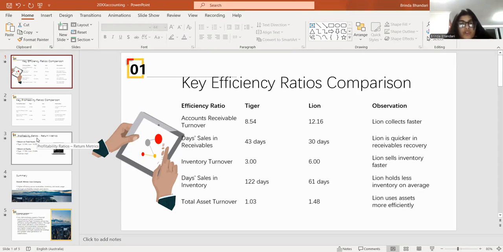Next, we move on to inventory turnover. Tiger's turnover is 3, while Lion's is 6, meaning Lion is turning its inventory over twice as fast as Tiger. This is confirmed by their days sales in inventory, 122 days for Tiger versus just 61 days for Lion. Lion is clearly managing its inventory more efficiently. Finally, in total assets turnover, Tiger records 1.03, while Lion shows 1.48, indicating that Lion is generating more sales per dollar of assets, a clear sign of superior asset utilization.